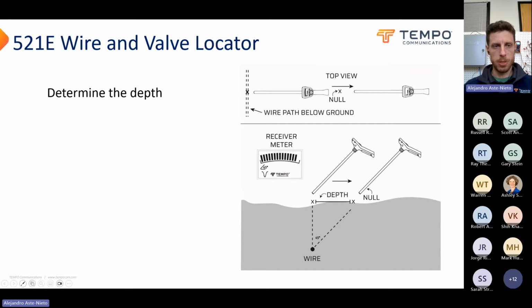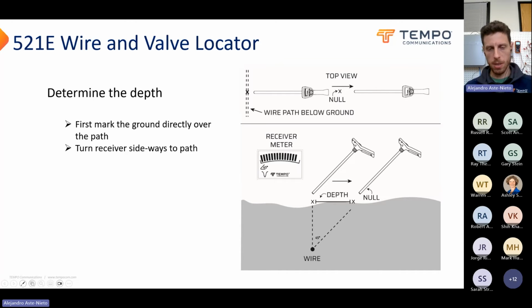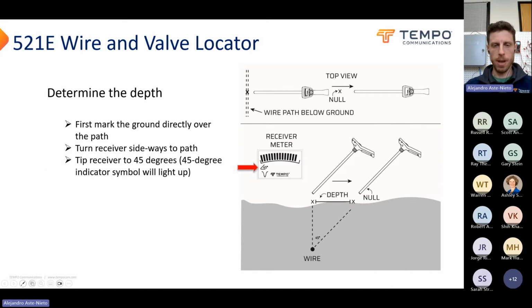In terms of being able to determine the depth of a wire, first you want to go vertical over the null and make sure that you're directly above the wire. Mark that spot, take a flag or whatever and plant it there, and then you're going to want to lean the receiver 45 degrees sideways to the path. So if your wire is coming in and out of the page here, you want to lean it to the left or right, and then you want that to be 45 degrees.